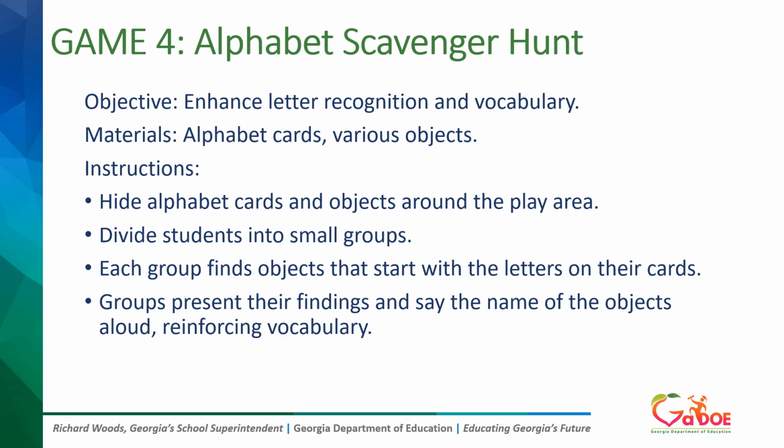But you hide the alphabet cards and objects or whatever you want around the play area. Divide students into two groups or multiple groups. So I start with this half of the gym versus this half of the gym, and we've gone all the way into just find a partner. You and your partner are competing. Each group finds an object that starts with the letter on their card, and then groups present their findings and say the name of the objects, reinforcing the vocabulary.